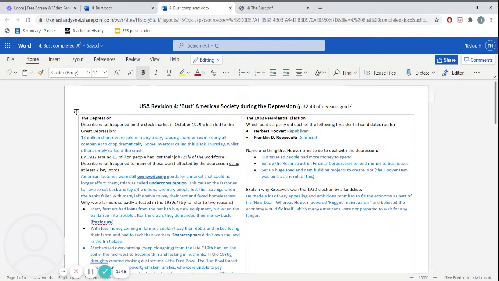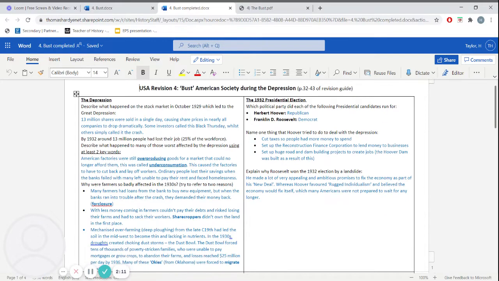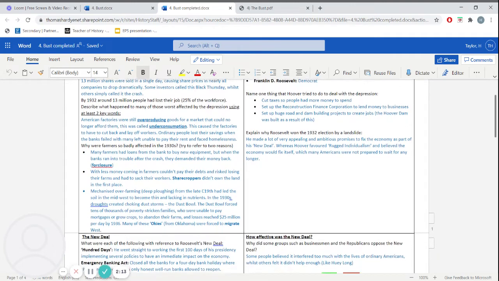So what I put for this one was 13 million shares were sold in a single day, causing share prices in nearly all companies to drop dramatically. Some investors called this Black Thursday, while others simply called it the crash. So this is the Wall Street crash event where the stock markets all plummeted on a single day. That's what caused the Great Depression.